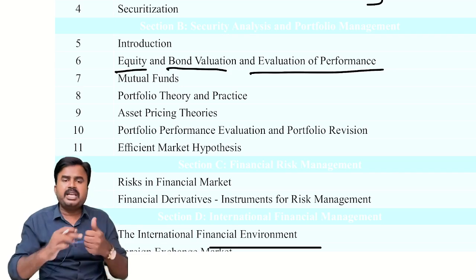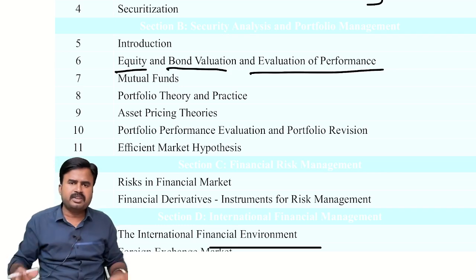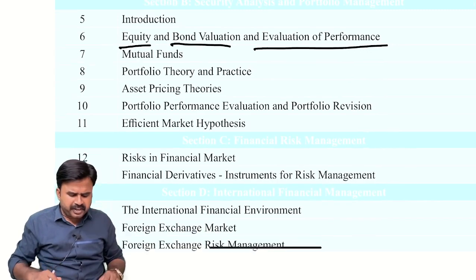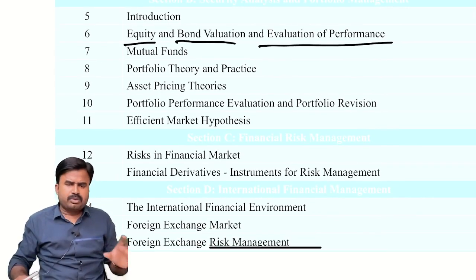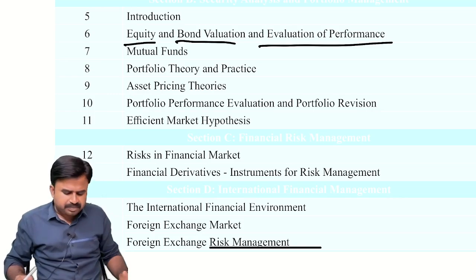So NAV computation and performance measures are what we need to understand under the chapter mutual funds, along with other concepts also. Mutual fund simply deals with what? The unit holders. Company deals with shareholders. Mutual fund deals with unit holders.